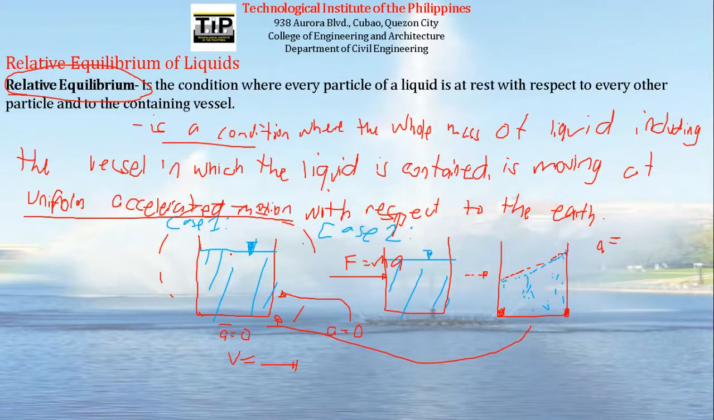So, relative equilibrium for rectilinear vessels. What do we mean by rectilinear? Rectilinear means the vessel is traveling in a straight line. Okay, so we have a motion. It's traveling in a straight line, either horizontally, vertically, or inclined. So those are 3 different cases. Okay, so let's talk about those 3 different cases.